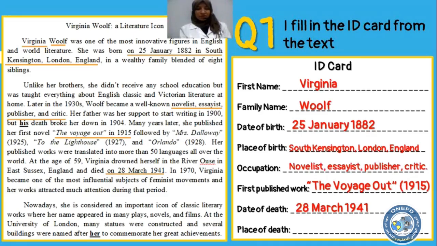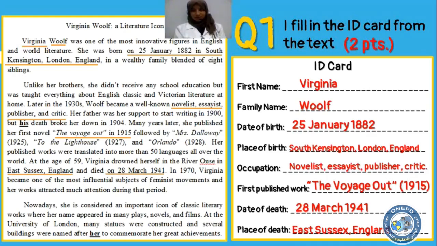Place of death, you may find it before the date of death or after it. So in this text we have the place before the date of death. So here we have place of death, East Sussex, England. So this task is for 2 points, like we said, and for each correct answer you have 0.25. Well done.